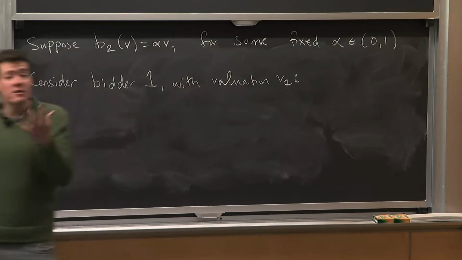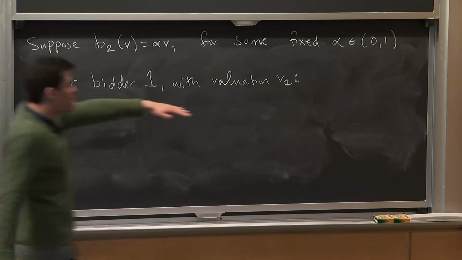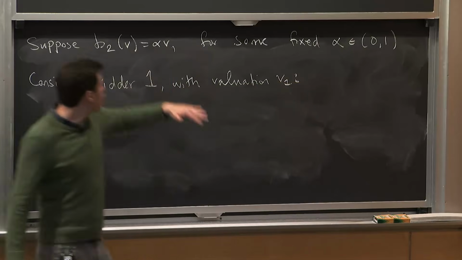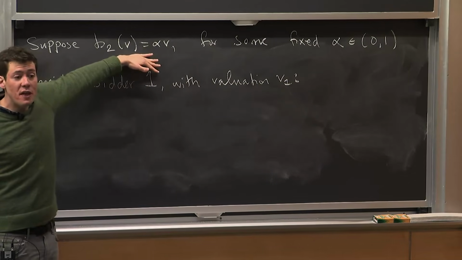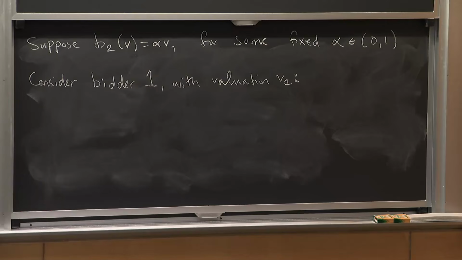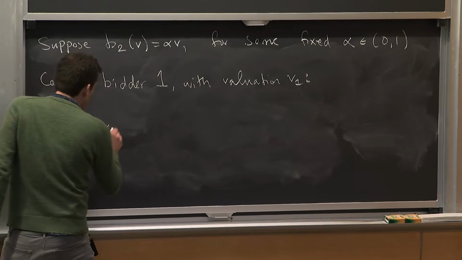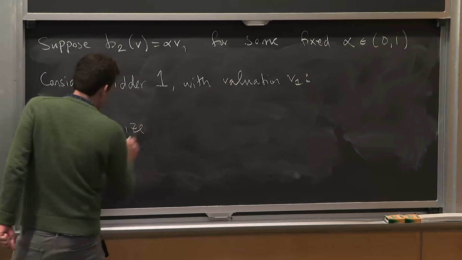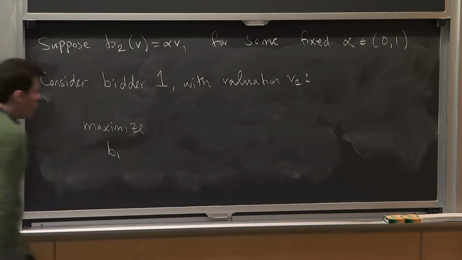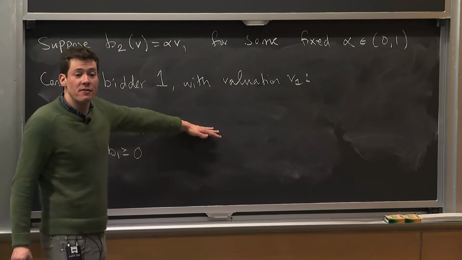And we want to say, put yourselves in the shoes of bidder 1. Suppose your valuation for the item is V1. Suppose you believe that the other bidder is following this bidding strategy. What is the optimal bid for you as bidder 1? Right? So what are they trying to do? Their goal is to maximize over B1 their expected payoff. Okay?